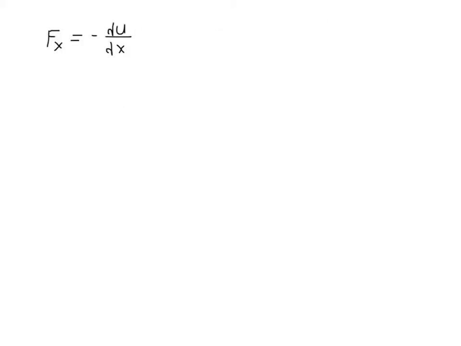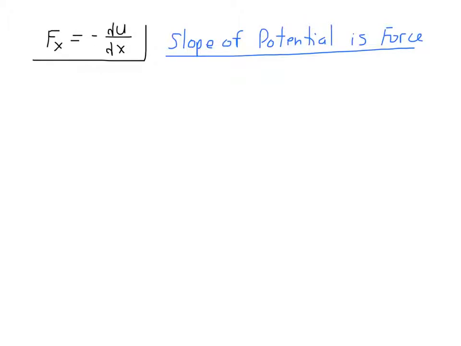So returning to our original equation, which is that the force is the negative derivative of the potential with respect to the position, this gives us a relationship between the force and potential which is similar to the relationship between position and velocity that we had in kinematics. Specifically, the slope of the potential is the force, or more technically, the negative slope. Because there is a negative sign, if the slope is positive, then the force is actually negative.